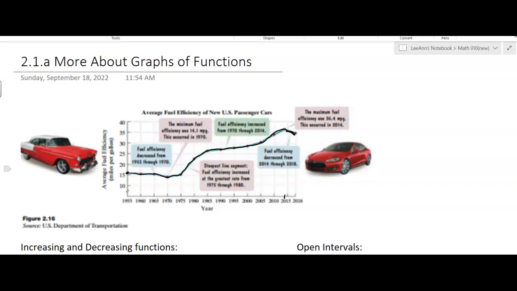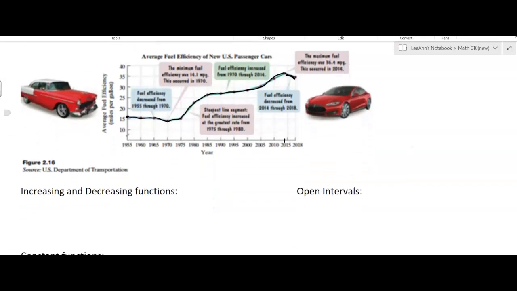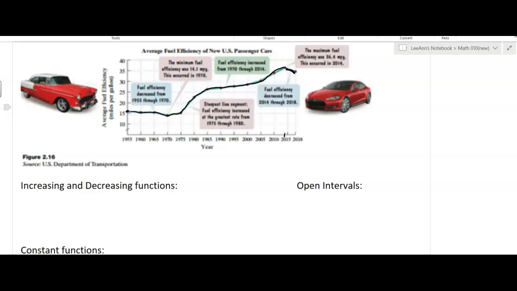So this is a graph, it's a function, and we can tell certain things about what's happening with this data by looking at that graph. One thing we can say about functions is they may be increasing and decreasing functions. Increasing means it's going up this way, and decreasing means it's going down that way, okay?